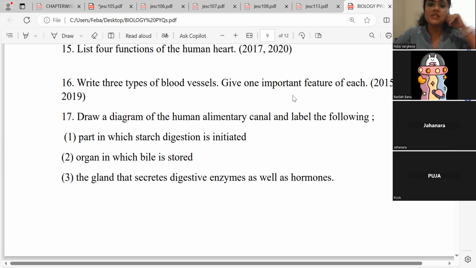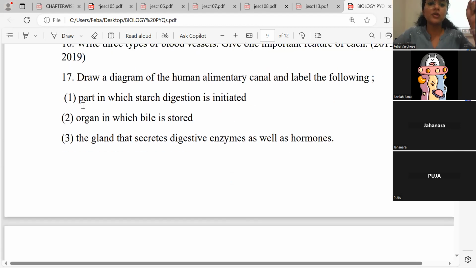Write three types of blood vessels, give one important feature of each. Write about artery, vein, and capillary and give their functions. Okay, draw the diagram of human alimentary canal. See this question. Draw the diagram of human alimentary canal and label the following. The part in which starch digestion is initiated. Which is a part? Buccal cavity.